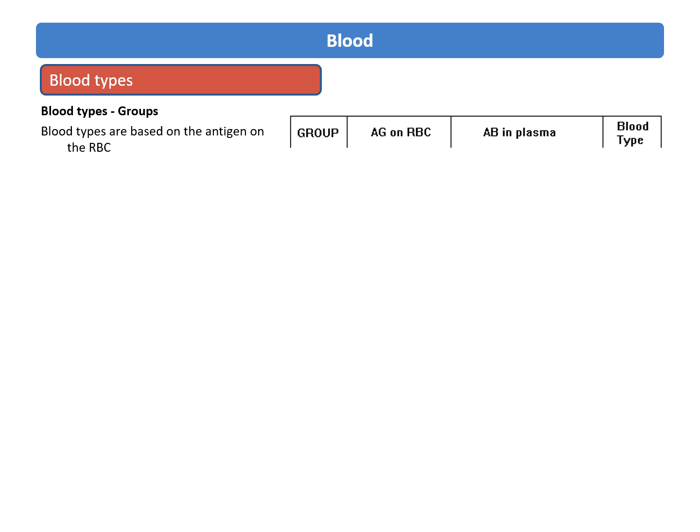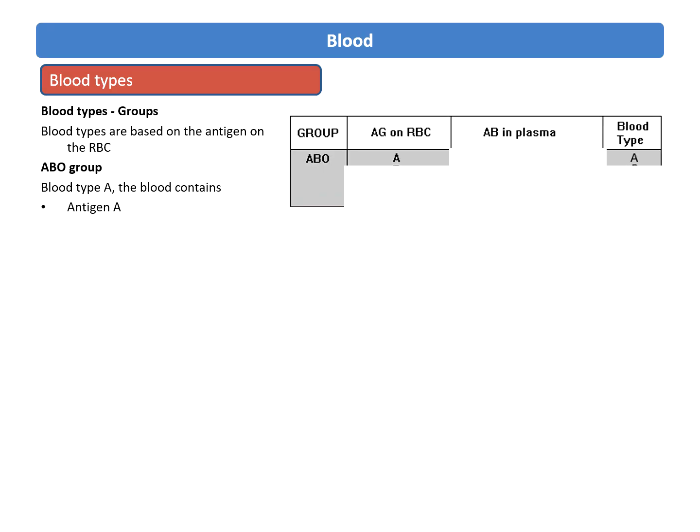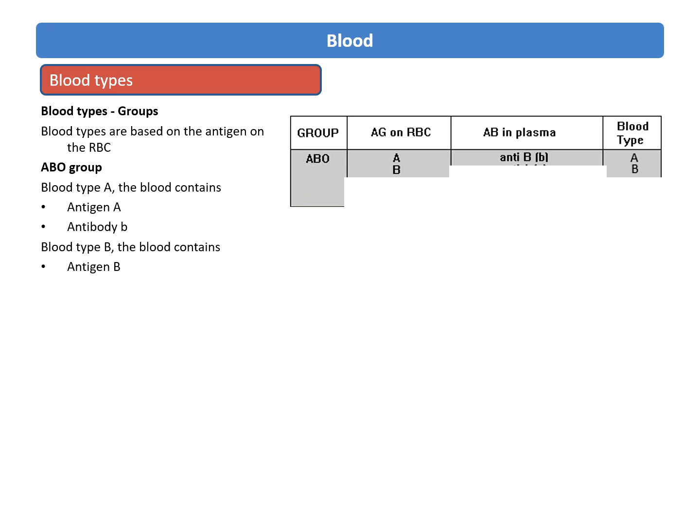Blood types are based on the antigen on the red blood cell. For example, one group of blood types is the ABO group. There's blood type A, for example. It contains antigen A on its red blood cells and anti-B, or little b, in the plasma. Blood type B contains B antigen on the red blood cells and anti-A antibody in the plasma.